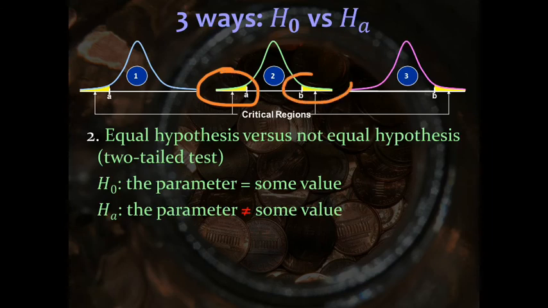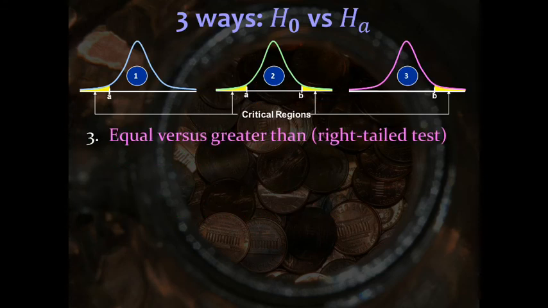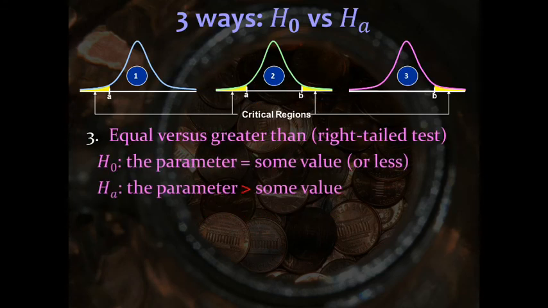All right, so there are the two tails, and in this case, if the p-value falls in either of these two regions, you will reject the null. I'll get to that in a second. The third possible test is called the equal versus greater than, or the right tail test. Here, the null hypothesis is that the parameter is equal to some value, or less, and the alternative is that the parameter is greater than some value. And you see that the one tail is on the right side of the normal curve.